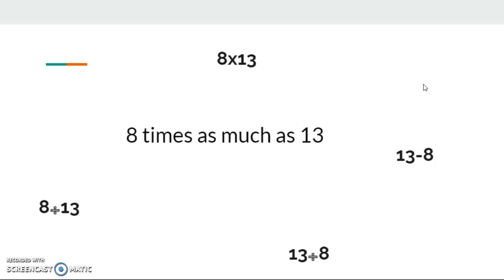8 times as much as 13. So we know we're not subtracting because that would mean we would be taking away or finding the distance between. It's not division because we're not splitting that 13 up. And again, here hopefully our kids would see that this value is less than a whole. So we have 8 times 13, and that symbol means we're going to have multiple groups, 8 of them, of 13.